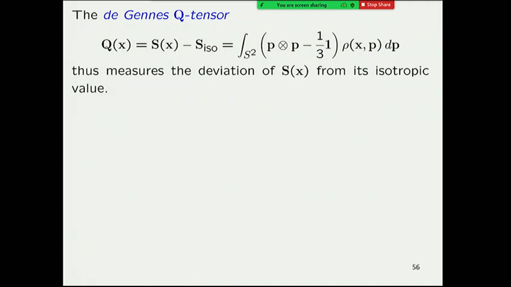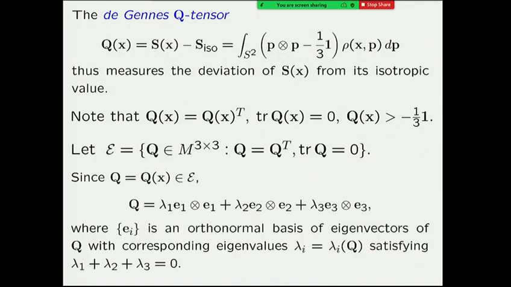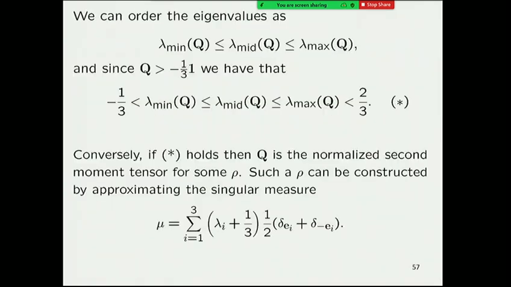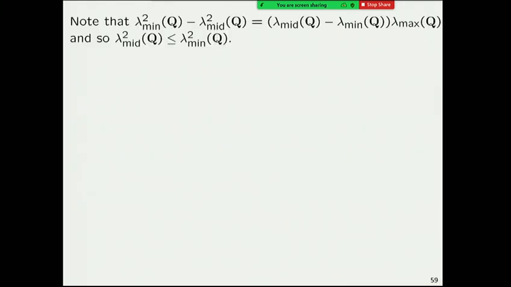So it's this expression, which is a symmetric trace-free matrix, which is, as a symmetric matrix, strictly bigger than minus a third the identity. And then we looked at the eigenvalues of the matrix Q, we arranged them in order. The minimum one is strictly bigger than minus a third, and the maximum one is strictly less than two-thirds. And we showed that if those conditions hold, then you could construct a rho with those particular eigenvalues.